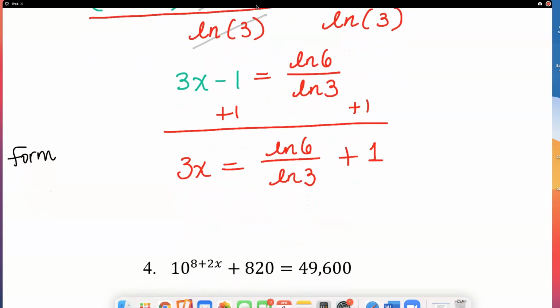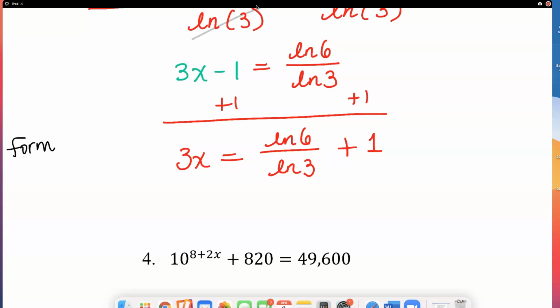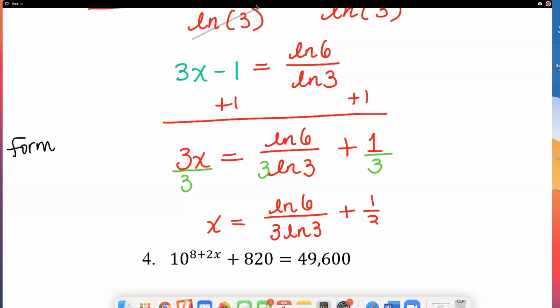The next thing is to divide both sides by 3. So I will divide everything by 3. Divide this by 3, divide this by 3, and divide this by 3. So I am done. The answer is x equals natural log of 6 divided by 3 natural log of 3, plus 1/3. And that is the exact form.